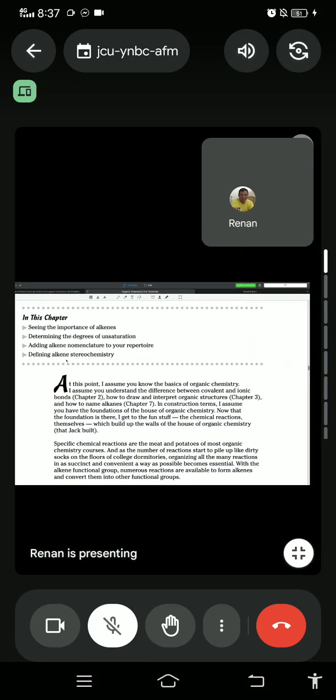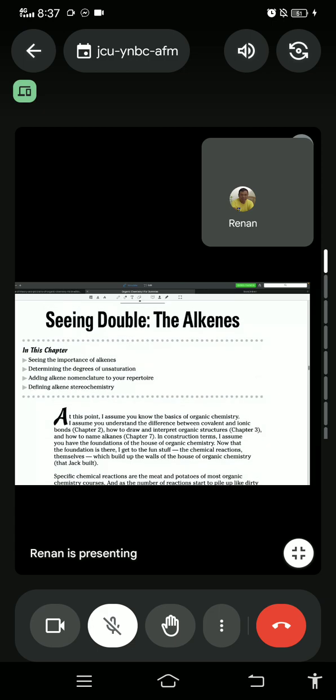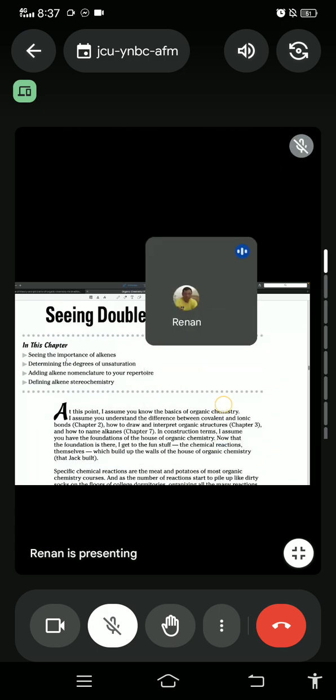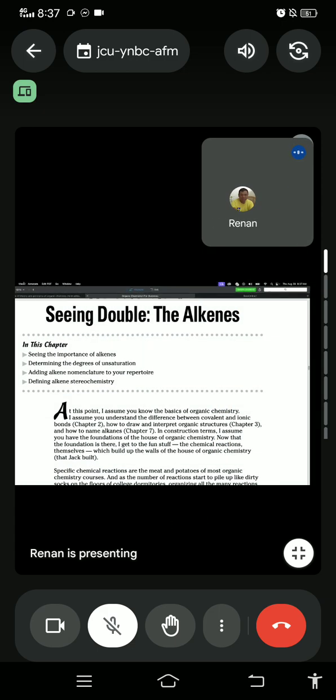Alkenes. Alkenes are characterized by a double bond.